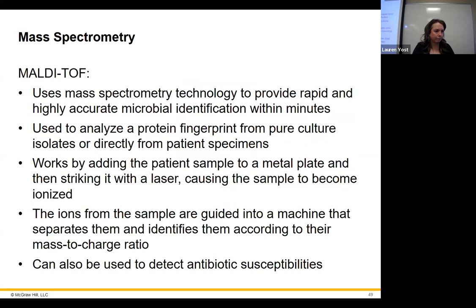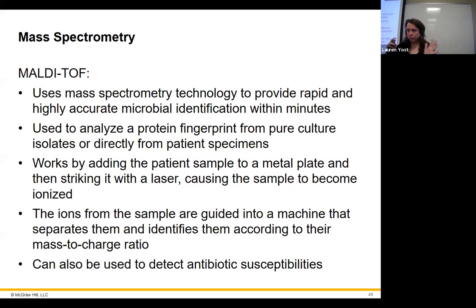All right, then we have mass spec. Mass spectrometry has to do with the mass, go figure, of certain molecules. MALDI-TOF, I don't know what MALDI stands for, but I know TOF is time of flight. The way this works is we take a sample, typically on a metal plate, and strike it with a laser, and then it will ionize. So parts of whatever your patient's sample is will fly off essentially.